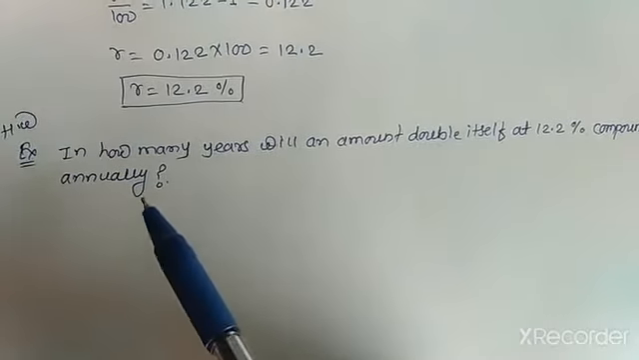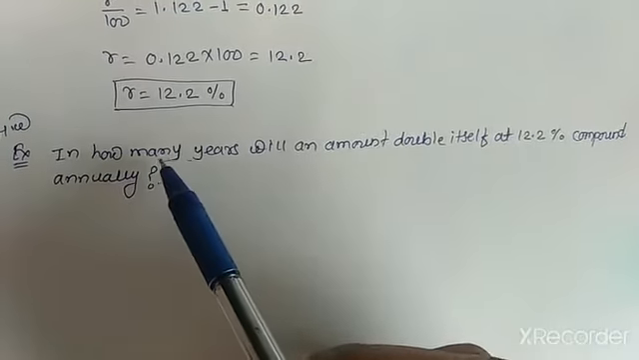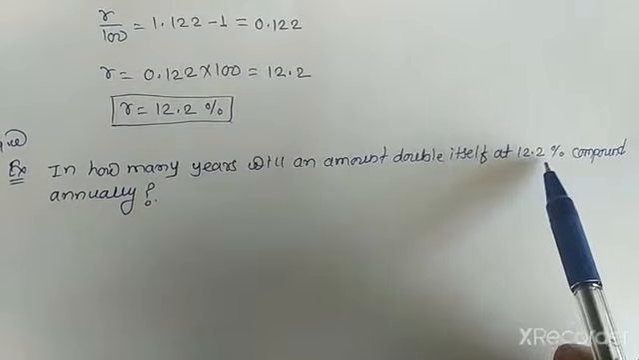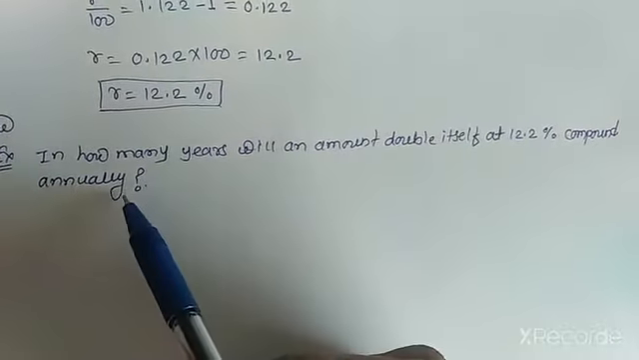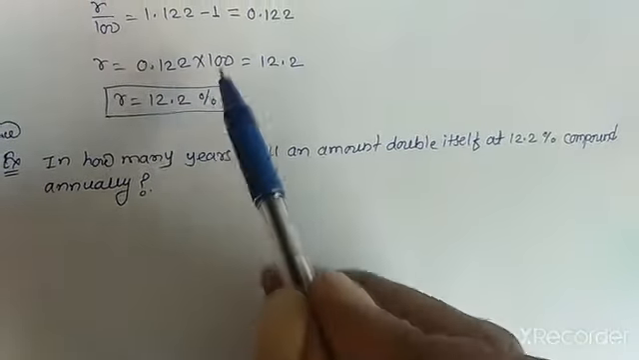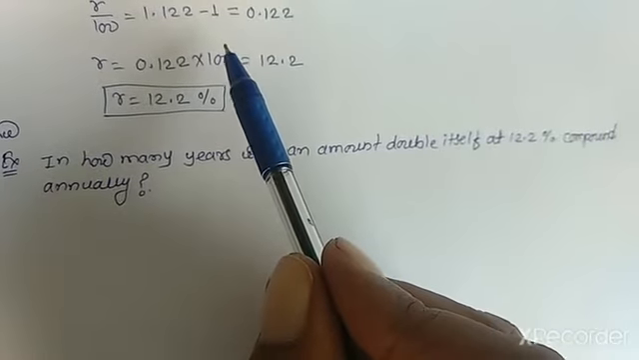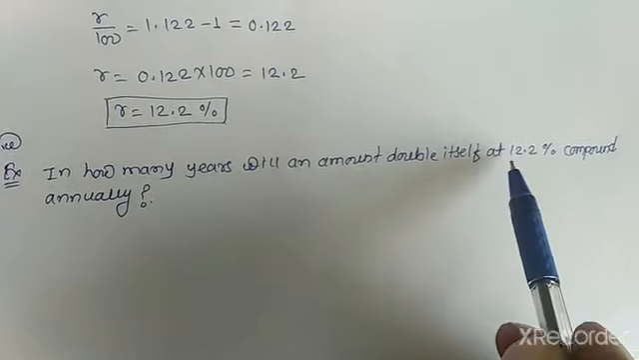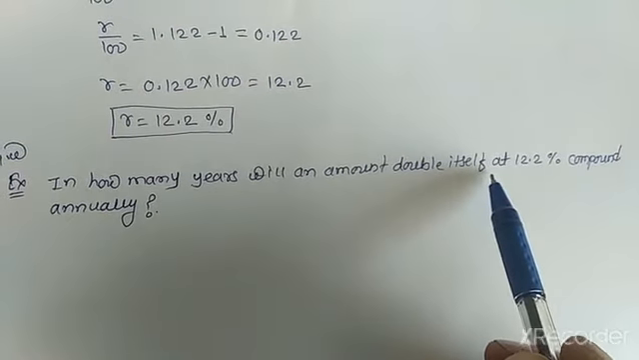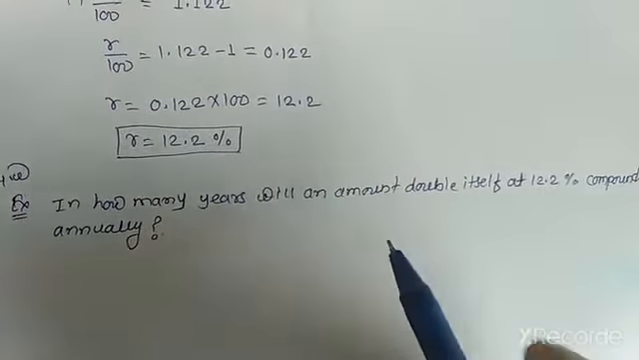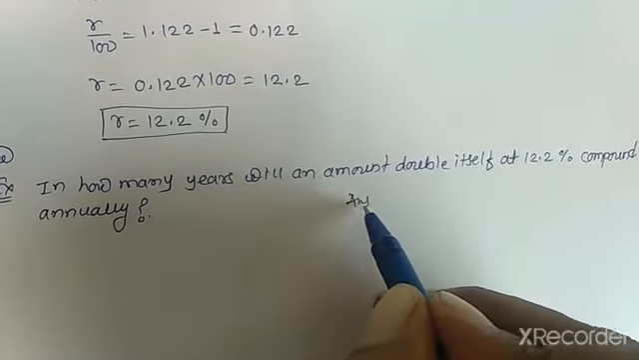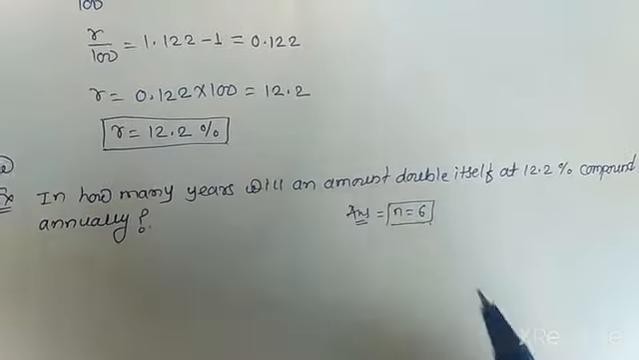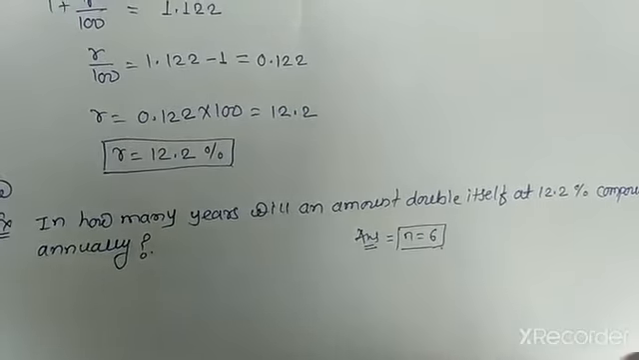now consider the example for your homework. In how many years will an amount double itself at 12.2% compound annually, okay. So this is of the same type as the above example. In this we have to find years, n, okay. So its answer is n is equal to 6, okay. So here please solve by the above method only.